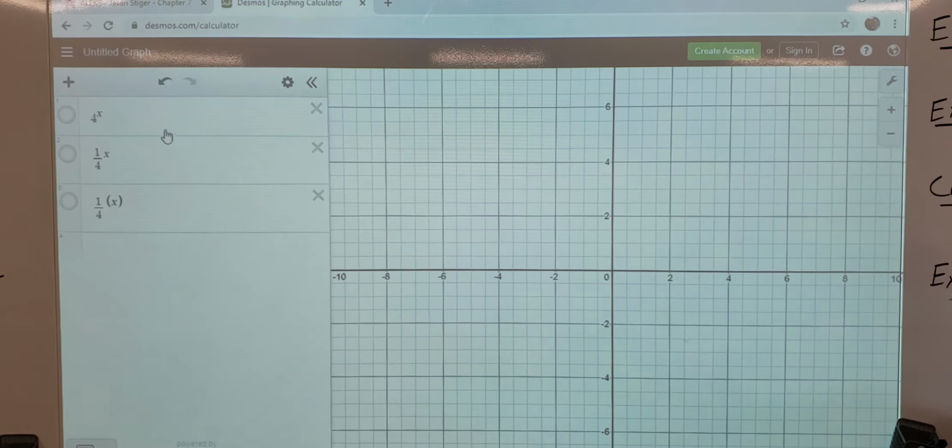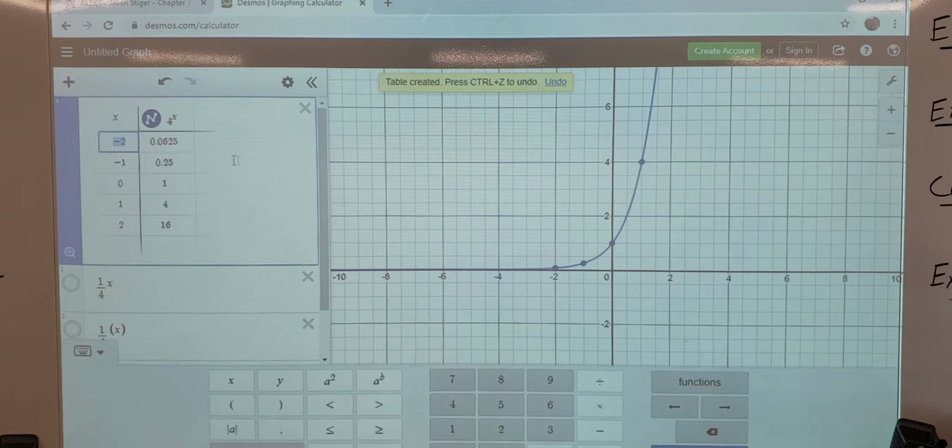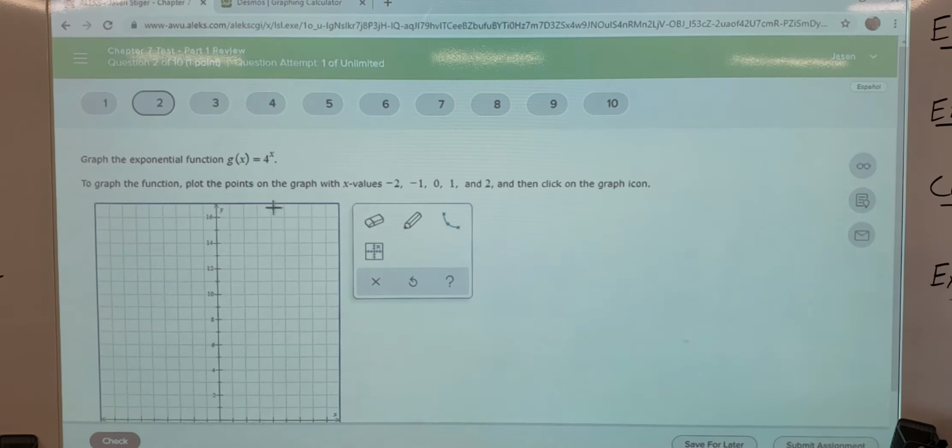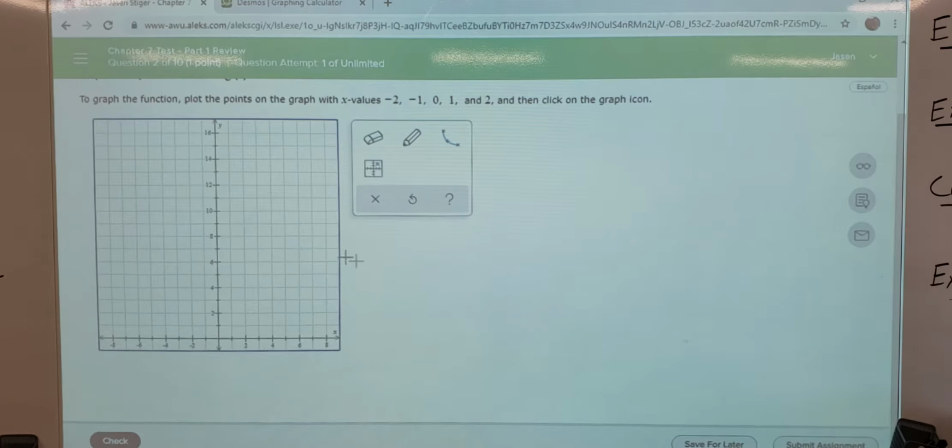Now on this one here, if it's f of x, you would do the same thing, 4 to the x power, use the gear, convert it to a table, bam, there's your table. Or you could use the fractions, where you can put the values in. You can put decimals in here.